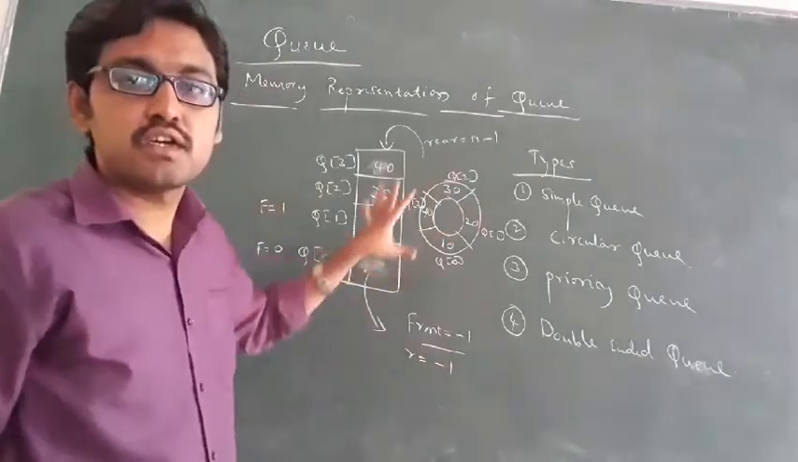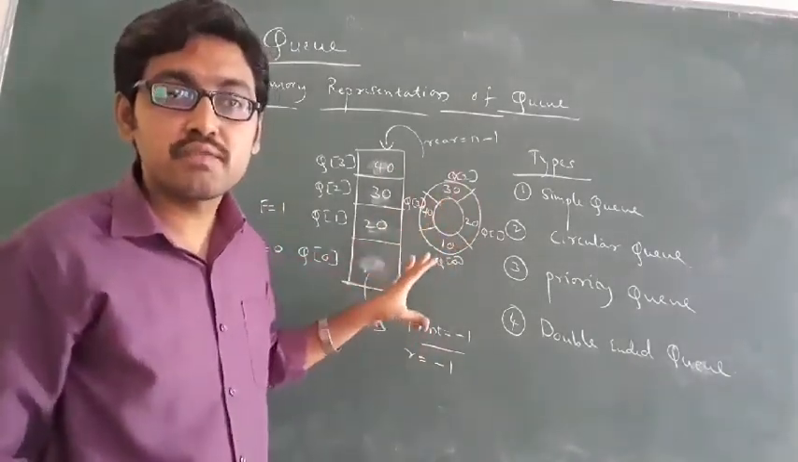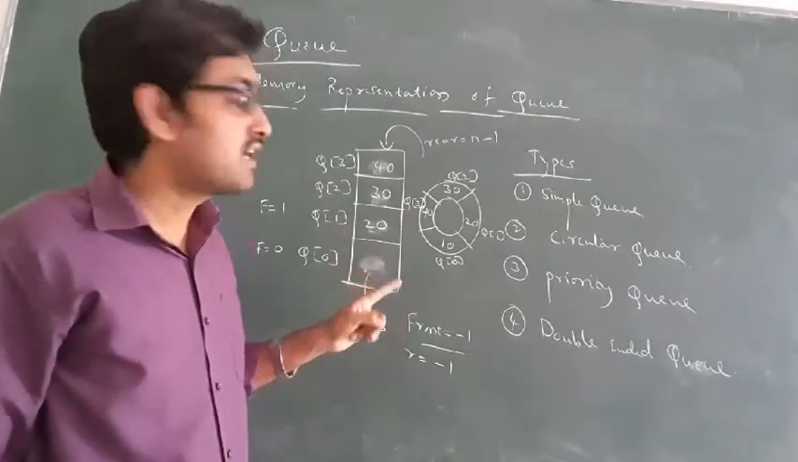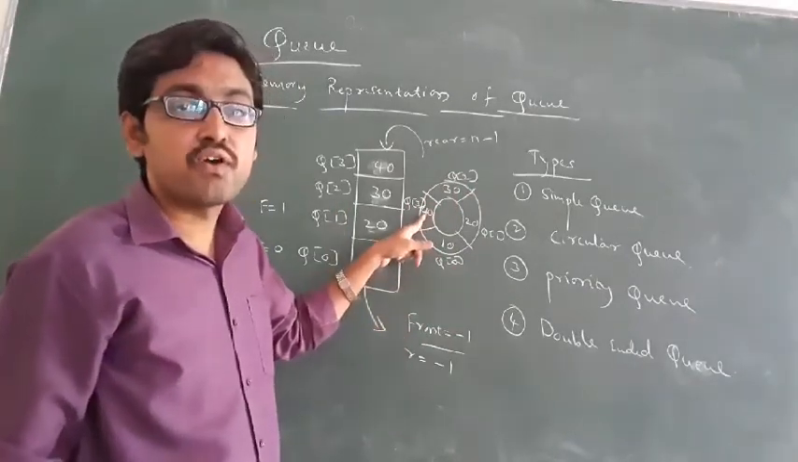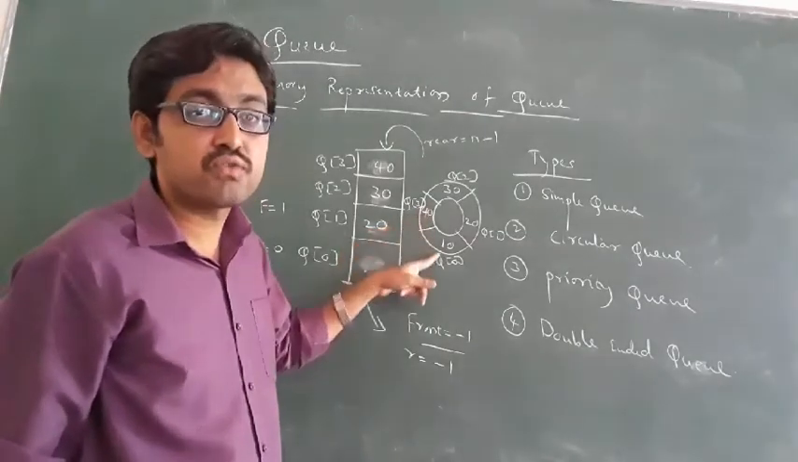See, this is the circular queue. It is treated as circular. In this, the last node follows the first node. The last node of a queue follows the first node.